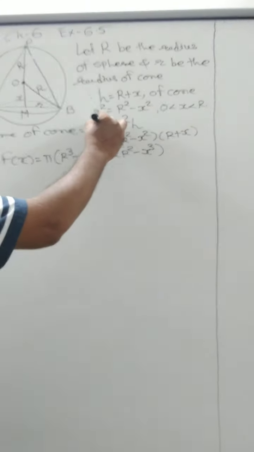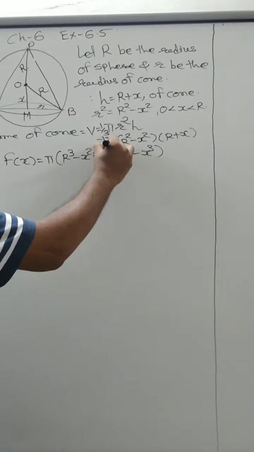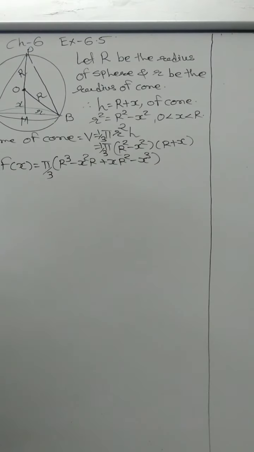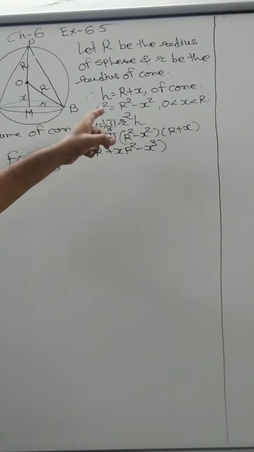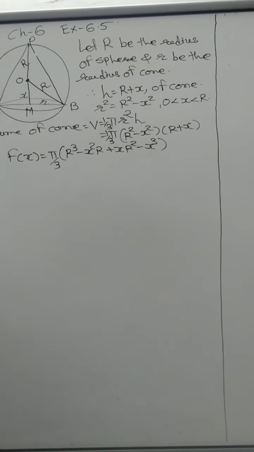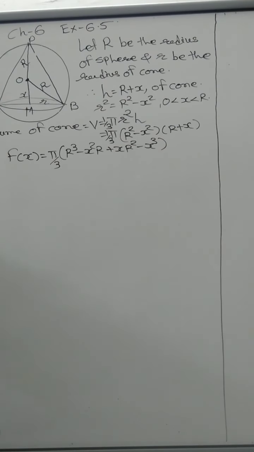This is 1 by 3. The volume of the cone is 1 by 3 pi r square h, so pi by 3. And here we simplify it, then we get pi by 3 times the expression. This is our first answer.